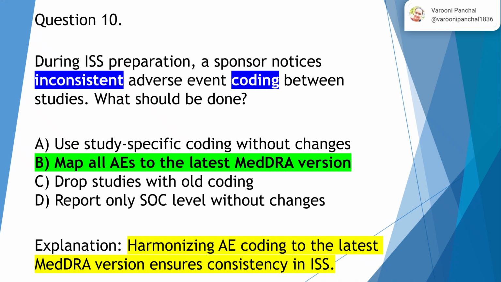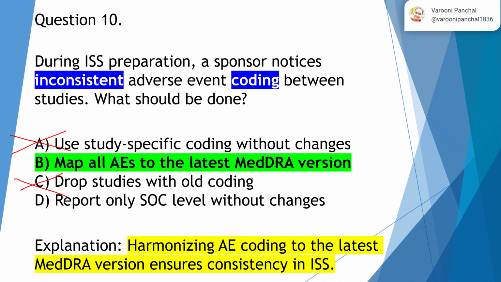Question 10. During ISS preparation, a sponsor notices inconsistent adverse event coding between studies. What should be done? Use specific study coding without changes. No. You have to make some changes. Drop studies with old coding. No, you cannot drop those studies which are related to old coding. You have to again recode them to the nearest code level.